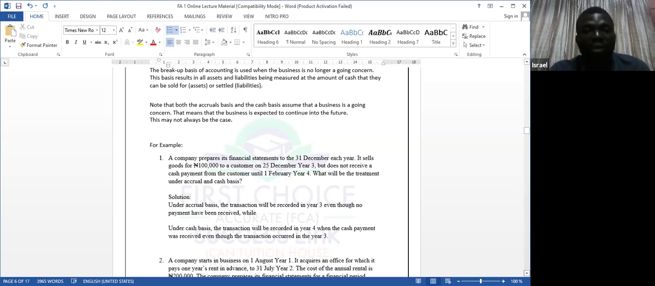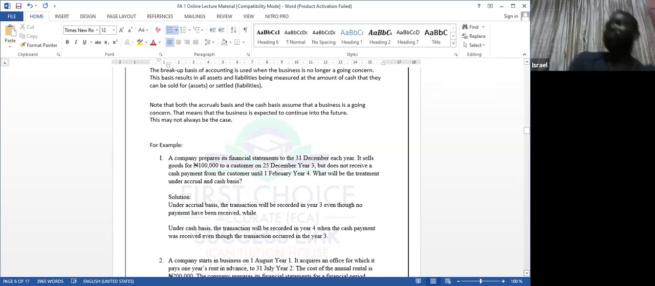Okay, so now the first one we have is this: a company prepares its financial statements to the 31st December each year. It sells goods for 100,000 to a customer on 25th December year 3, but does not receive a cash payment from the customer until the 1st February year 4. What will be the treatment under accrual and cash basis? So we're asking the question, what will be the treatment under the accrual and cash basis?